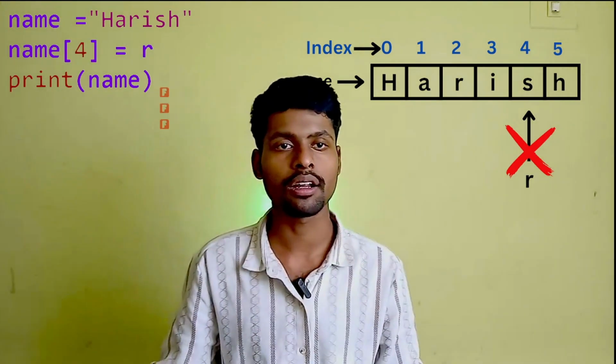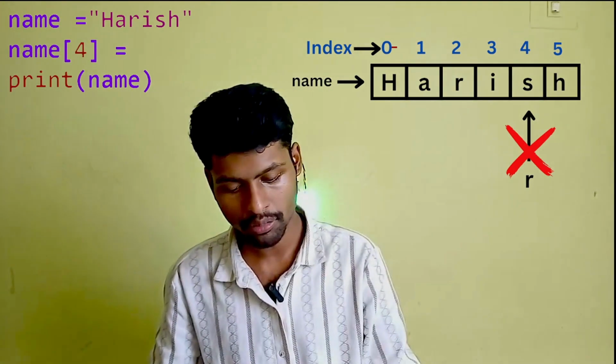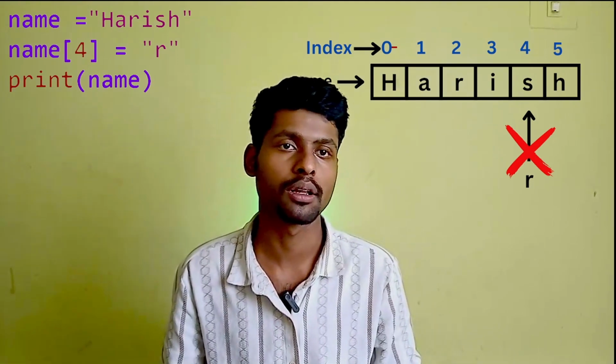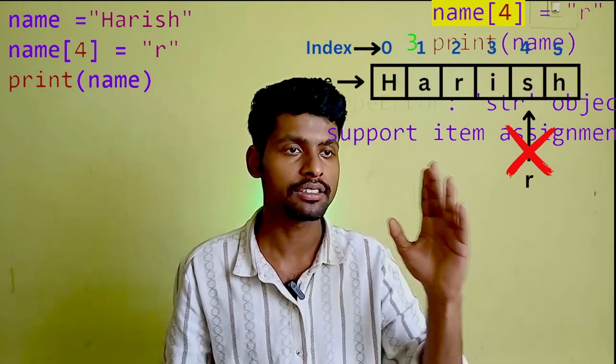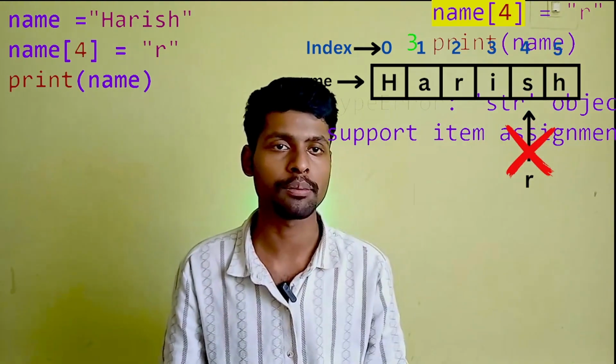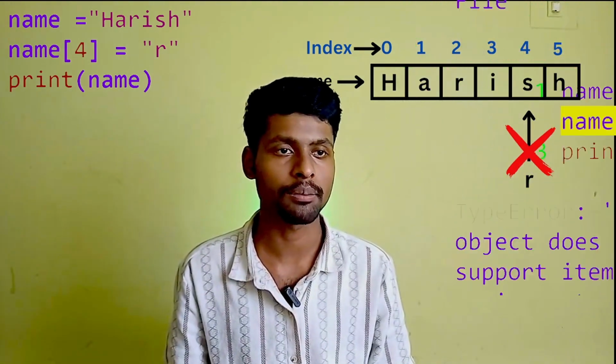I'm reassigning r as my character. Let's execute. Within, we need to give it within double quotes or single quotes. And if you see, I got an exception that 'str' object does not support item assignment. It does not support item assignment.